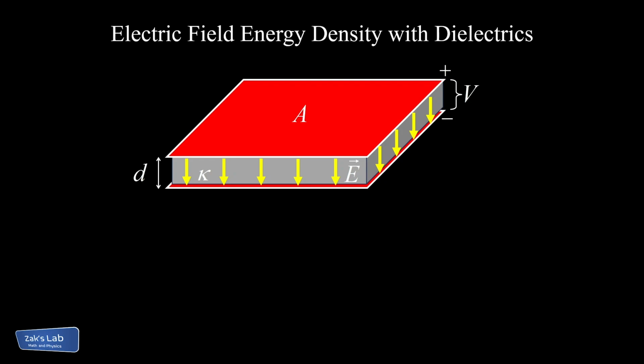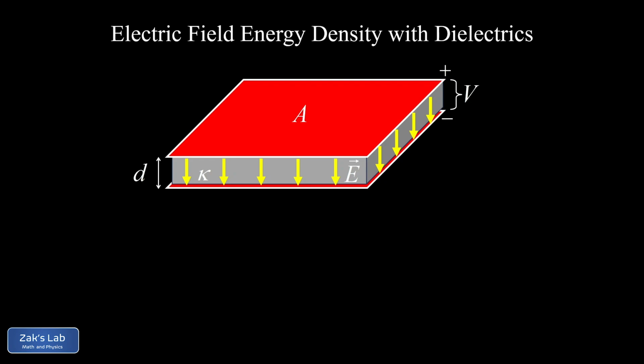And we can see the usual uniform electric field generated between those plates pointing from the positive to negative plate. And we have a dielectric material sandwiched in there, and we've given that a dielectric constant of kappa. Again, the goal is to compute the electric field energy density.